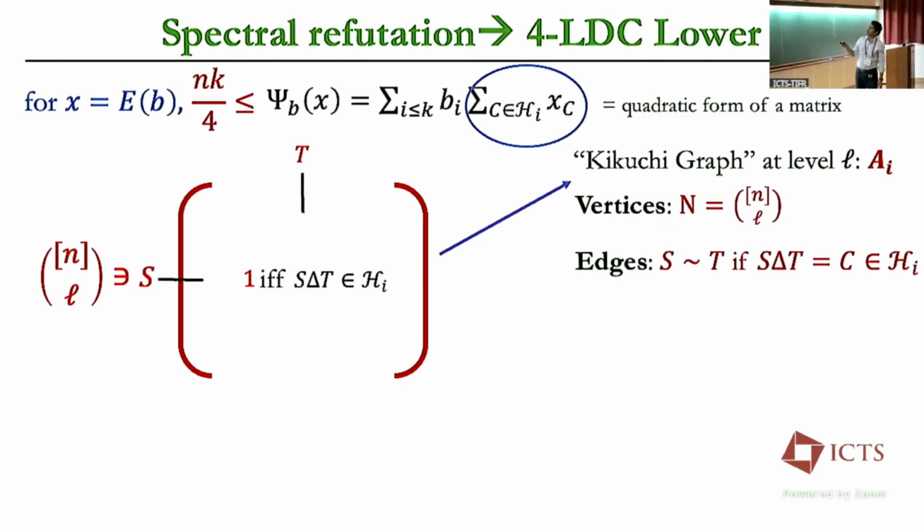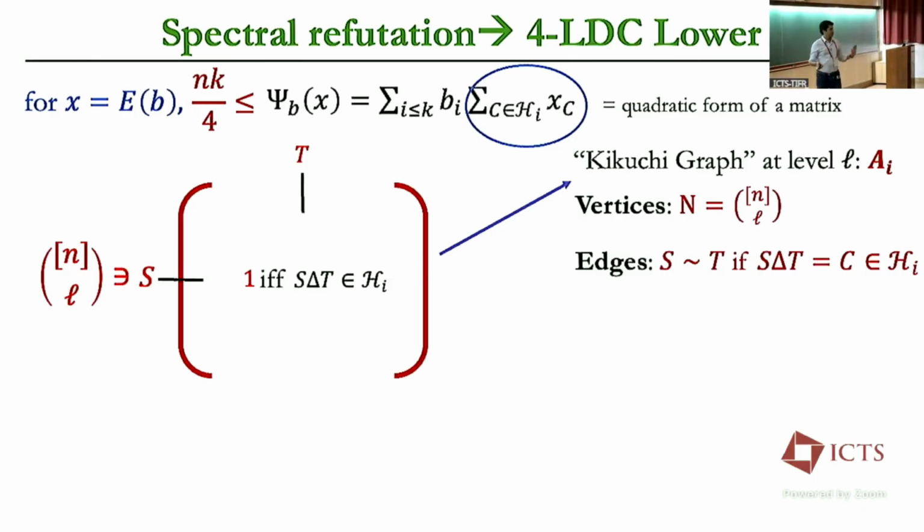So I want to collect a matrix where bi would multiply. Last time I collected only a single hyperedge, but this time bi multiplies all hyperedges that come from hi. So I'm going to collect all the edges corresponding to the ith matching in a single matrix. That's what this AI is. So what does this AI's edges look like? Well, S and T have an edge if their symmetric difference is a 4 tuple that lives in hi. There are n over 4 tuples. Any of those is fine.